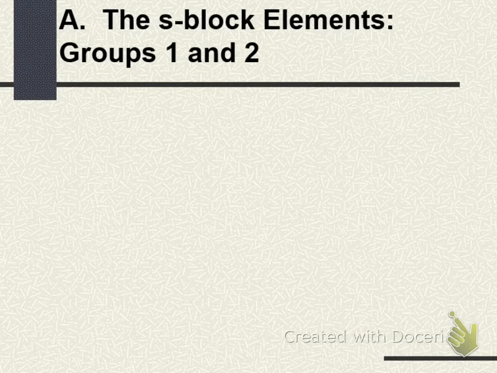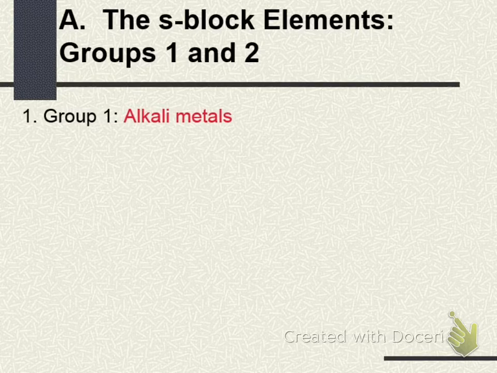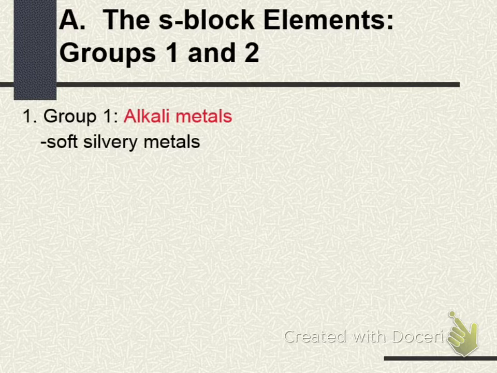So let's talk about the S block, which is groups 1 and 2. We're going to talk about group 1 first, which is the alkali metals. The alkali metals have some very unique properties. They are soft, silvery metals, so soft that you can cut them with a knife.